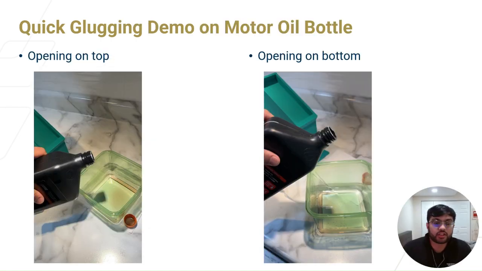I was able to do a quick demo on the glugging effect using a motor oil bottle, one with the opening on the top and the other with the opening on the bottom. I had initially made a fixture at 30 degrees so that we could compare both pours to see which one got the glugging, but then realized the 30-degree angle was too steep for both of them because the oil would cover the opening completely, so the air would have to force its way in anyways.